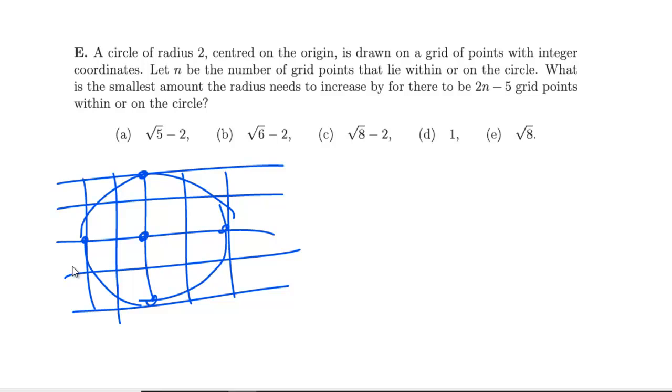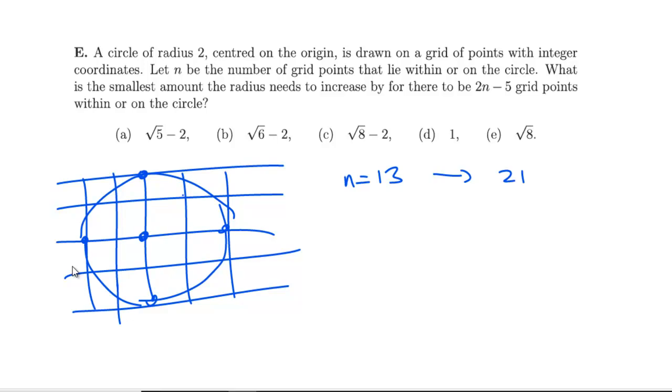And we've got what? N is the number of grid points that lie within or on the circle. So 1, 2, 3, 4, 5, 6, 7, 8, 9, 10, 11, 12, 13. What is the smallest amount the radius needs to be increased by for there to be 2n minus 5? So we want to get to 21. So we need to add 8 points, grid points within or on the circle.